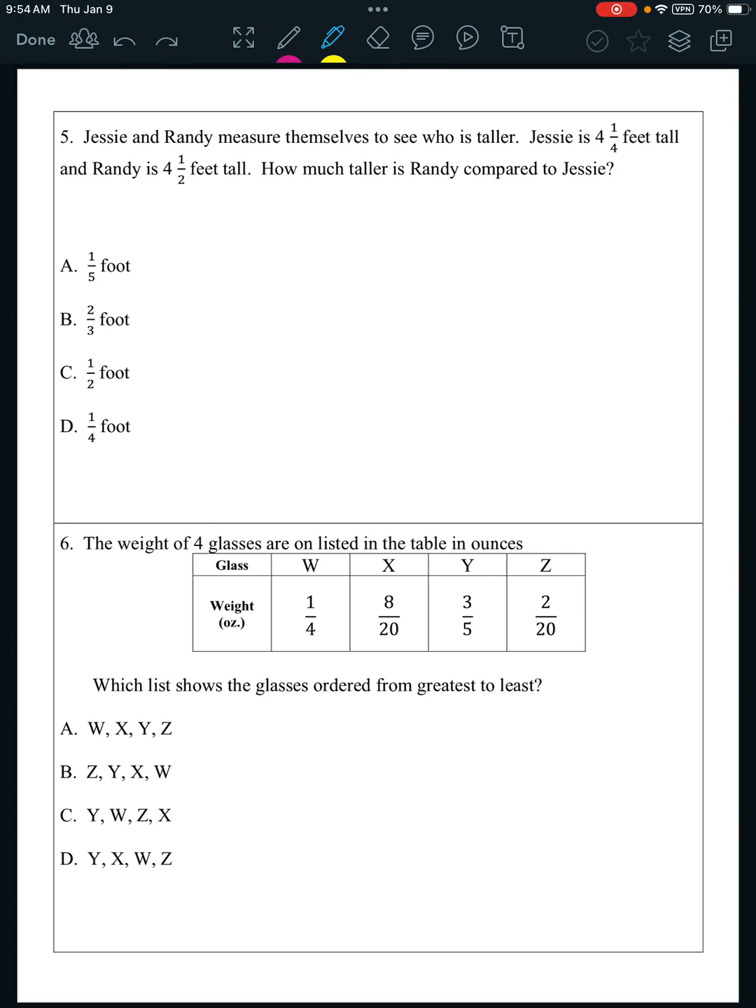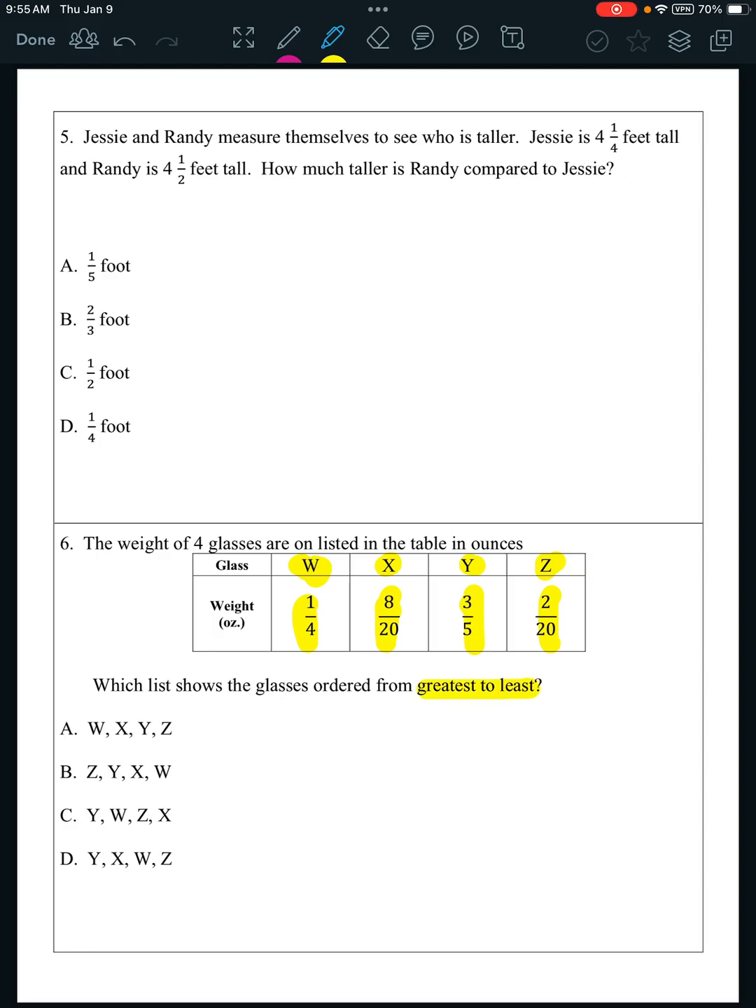Question number 6. The weight of 4 glasses are listed in the table in ounces. Glass W weighs 1/4 of an ounce. X is 8/20ths of an ounce. Y is 3/5 of an ounce. Z is 2/20ths of an ounce. Which list shows the glasses ordered from greatest to least?